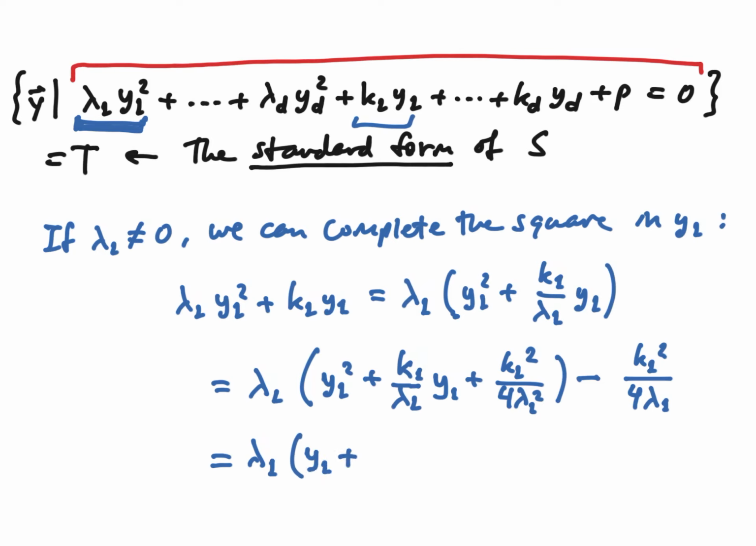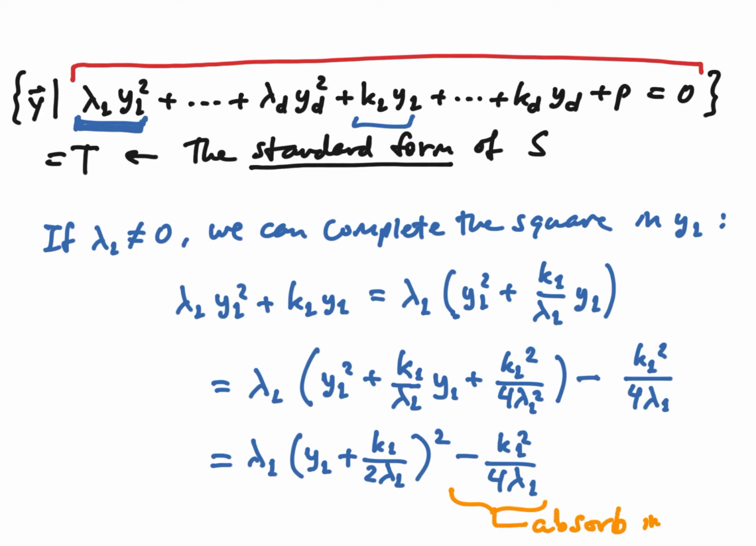Right? But notice now that this factors as y1 plus a certain constant squared, and then I have minus a certain constant. And then this constant here, including the minus sign, will just absorb into the constant term p of the original equation. So the constant term will change, of course. But the advantage is that if I rename this variable as, let's say, y1 tilde, just call that new variable that, then that term accounts for both of the y1 terms in the original equation in a single term. That term looks like this: lambda 1 times y1 tilde squared, with an appropriate change to the constant.